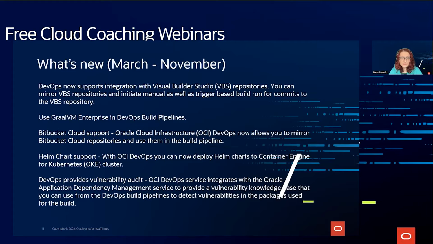If you want to check out how to use that with GraalVM. And the latest update supports integration with Visual Builder Studio repositories. So you can mirror those and initiate manual or triggered builds for your commits on a VBS repository.